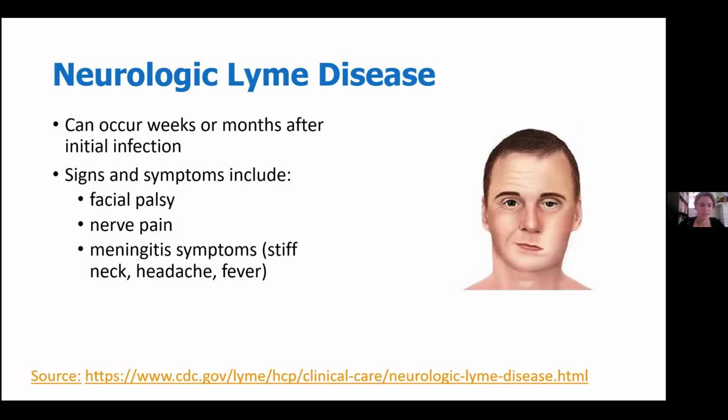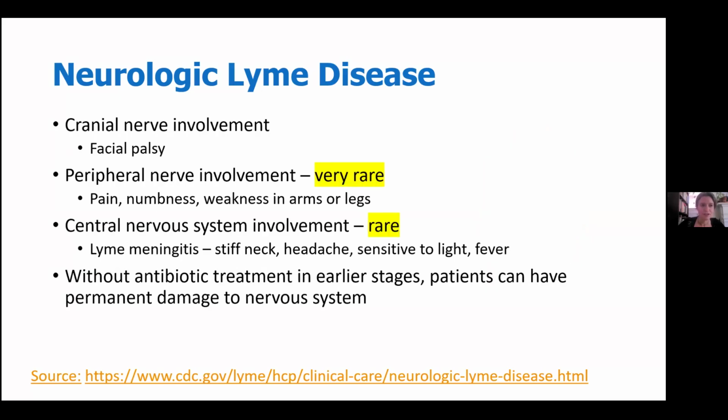Neurologic Lyme disease, this comes later. It can happen several weeks or months after the initial infection, and there's a couple of different symptoms depending on which parts of the nervous system are involved. So if there's cranial nerve involvement, that's when you can see the facial palsy. If there's peripheral nerve involvement, that would show up as pain, numbness, or weakness in the extremities, but that is very rare.